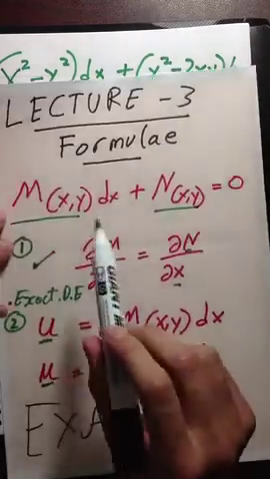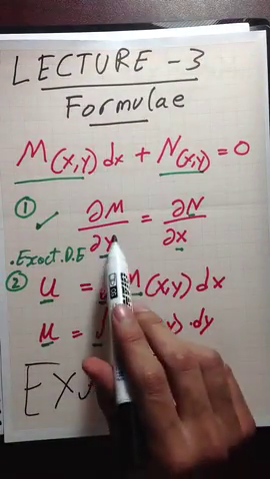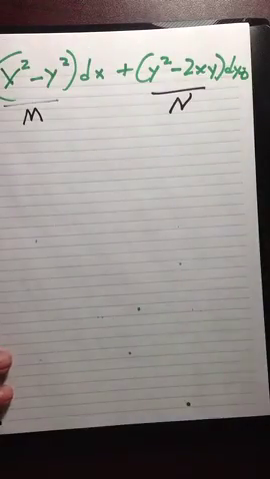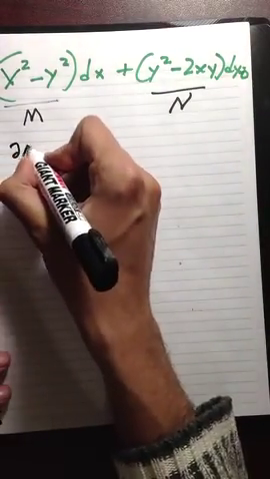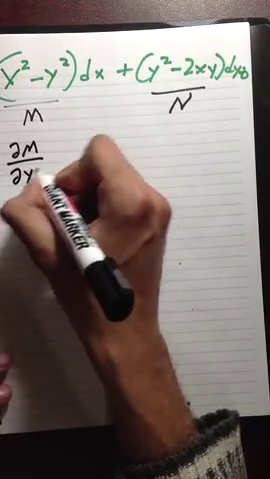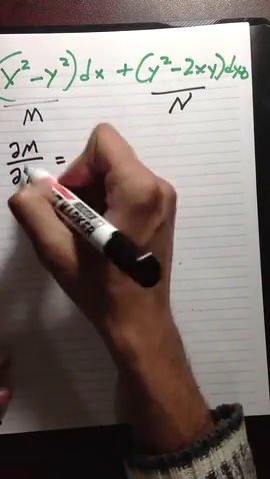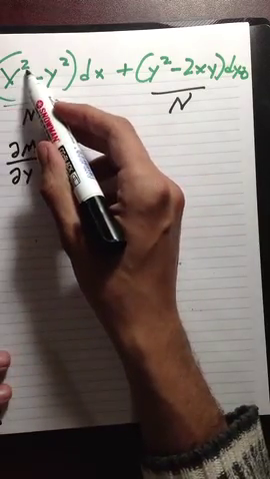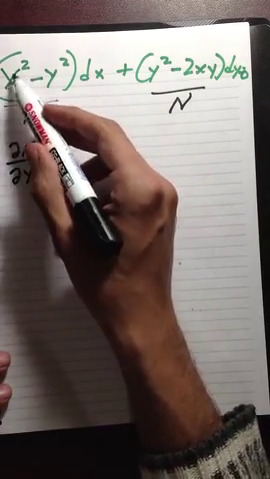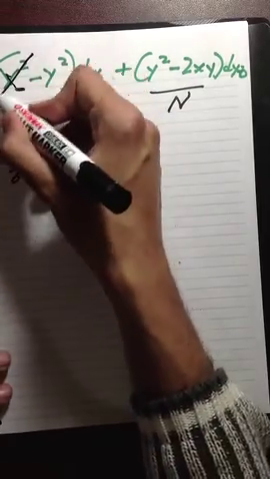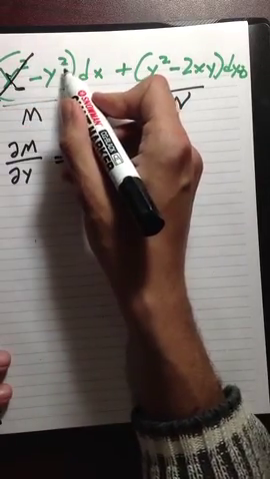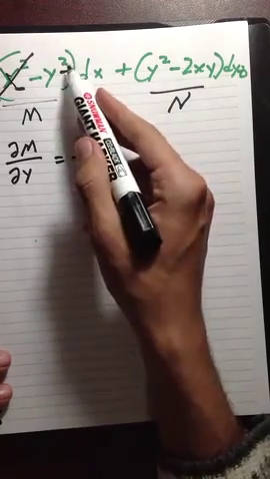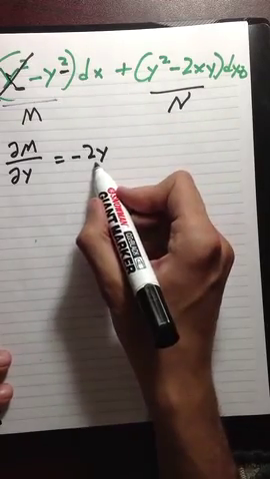According to the rules written here, we should differentiate M with respect to y and differentiate N with respect to x. So I'll do this right now. The derivative of M with respect to y: we look at the M part and at the y. Because x squared doesn't have a y next to it, it literally becomes 0. And for minus y squared, the power of 2 comes down, so that's minus 2y, and then you subtract 1 from the power of 2. So you get this equation.